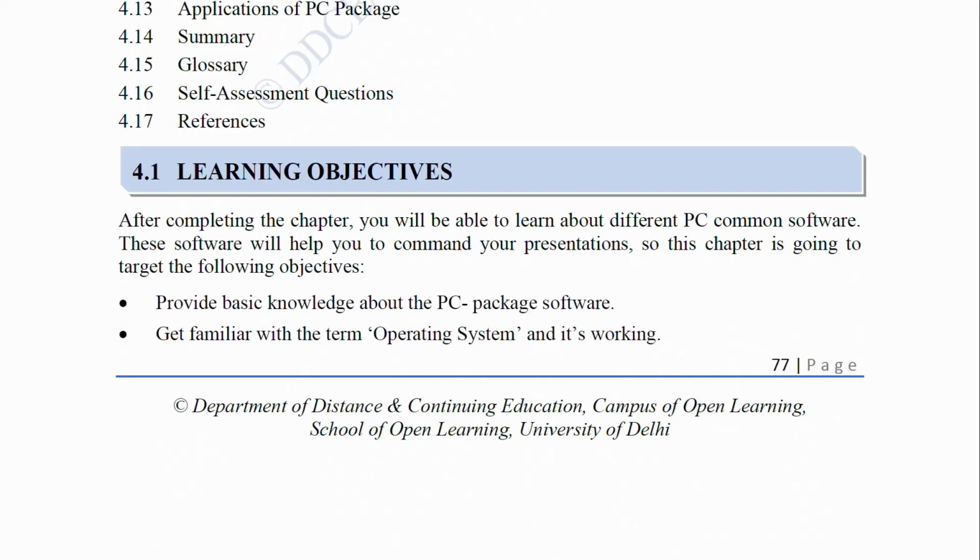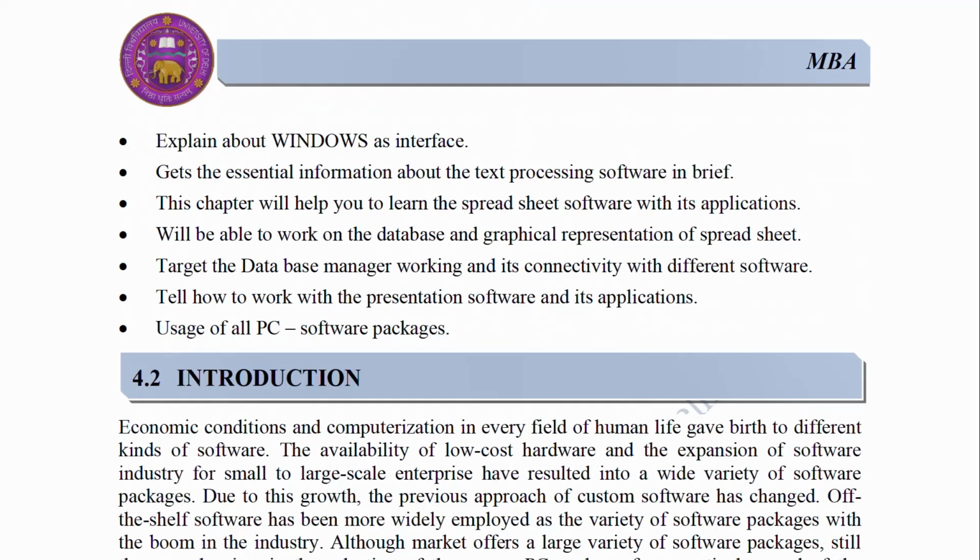4.1, Learning Objectives. After completing the chapter, you will be able to learn about different PC common software. These software will help you to command your presentations. So this chapter is going to target the following objectives. Point 1. Provide basic knowledge about the PC package software. Next point. Get familiar with the term operating system and its working. Next point. Explain about Windows as interface.